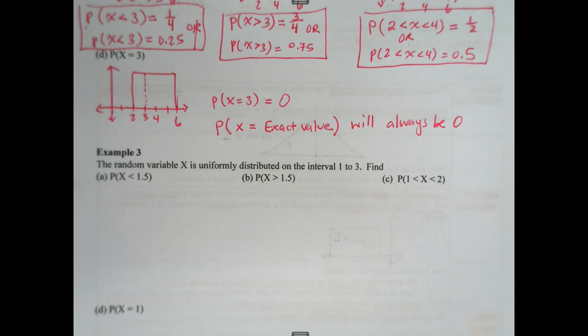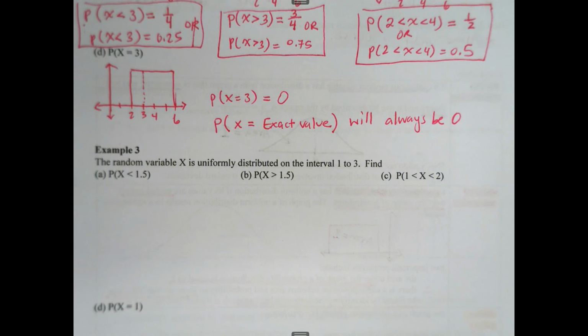Example 3, here we have the random variable x. It is uniformly distributed on the interval from 1 to 3. And we want to find the probabilities such that x is less than 1.5, x is greater than 1.5, x is between 1 and 2, or the probability that x is equal to 1. We would do the exact same thing as before. The only thing that is different this time is that our interval now is from 1 to 3 instead of being from 2 to 6.